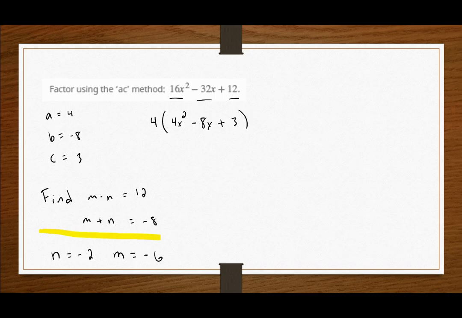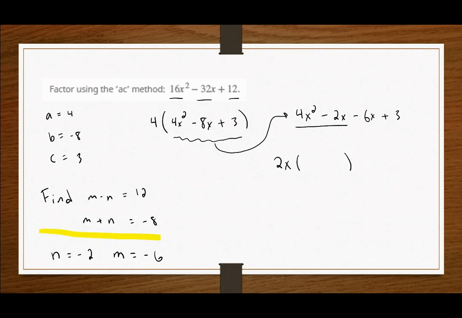Since this is again the hard version of the AC method, we'll take what's inside the parenthetical here and split that middle term so that we can factor by grouping. So just focusing on what's inside the parenthetical, I end up with something like 4x squared minus 2x minus 6x plus 3. Now we can factor by grouping just as before. Looking at the first pair of terms, 2x is my greatest common factor. If I remove it, I'm left with x minus 1.